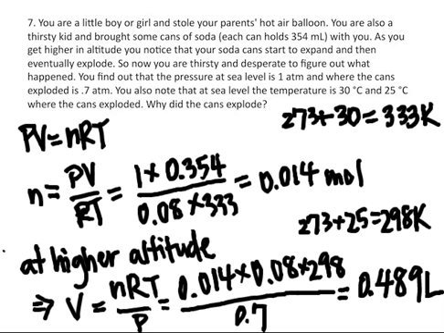So the original volume was 354 milliliters. It expanded to 489 milliliters, so therefore the can exploded. So we made sense of this question just by looking at the ideal gas equation, and then we proved that mathematically.